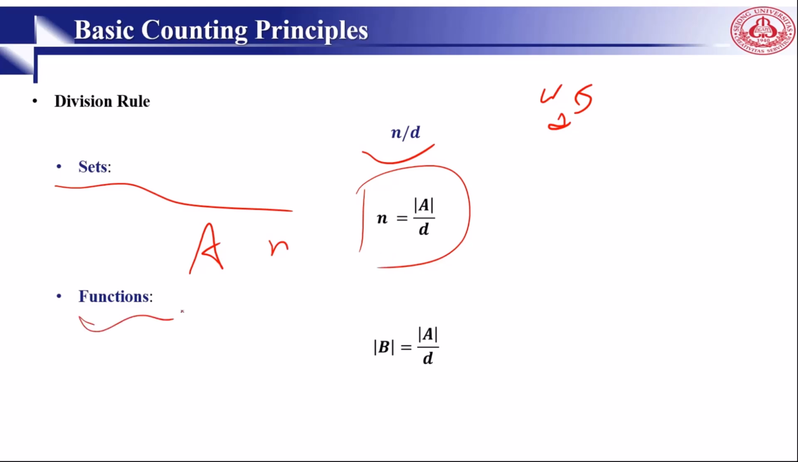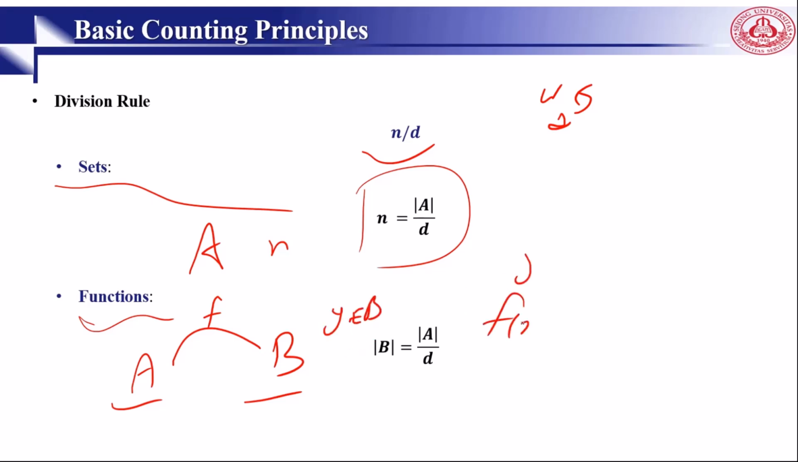And in terms of functions, if f is a function from A to B, and these two sets A and B are finite, then if for every value y in B there are exactly d values x in A such that f(x) is equal to y, then the cardinality of B is the cardinality of A divided by d.